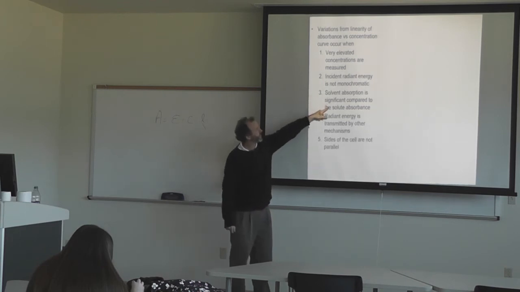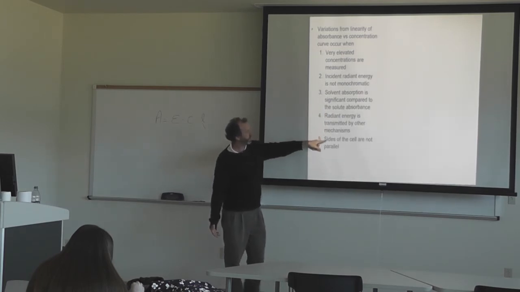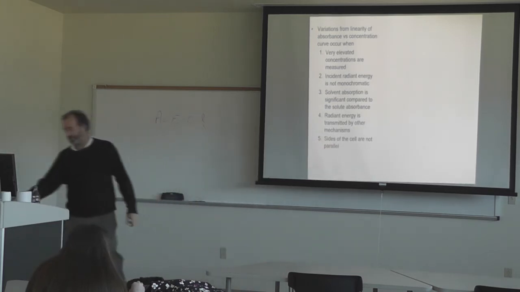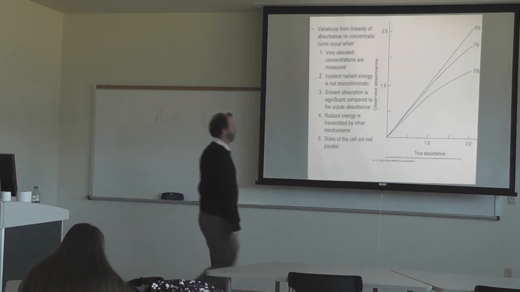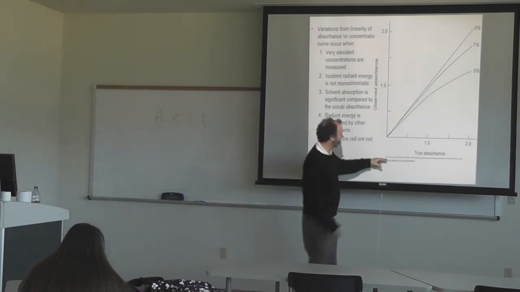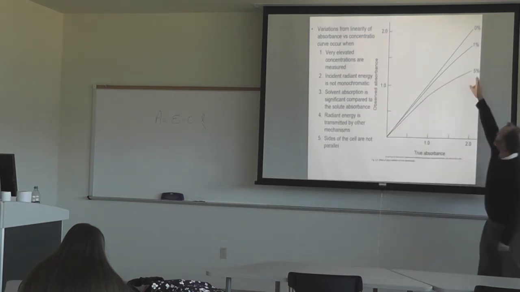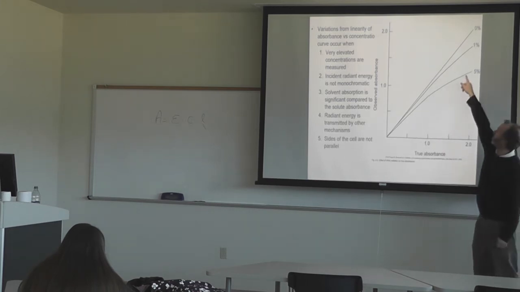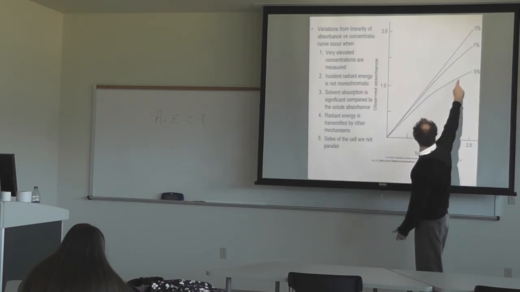Solvent absorption significant compared to the solute absorption. You don't want that. Radiant energy is transmitted by other mechanisms. And then the sides of the cells are not parallel, because then you'll get some reflection. And this is the effect of stray light on true absorbance. So if you get stray light, it's going to throw off your true absorbance. You might end up seeing more absorbance if you have 5% stray light than you would for the true absorbance, right?